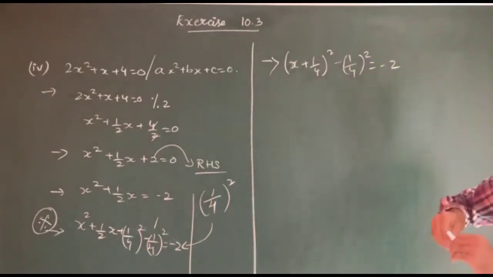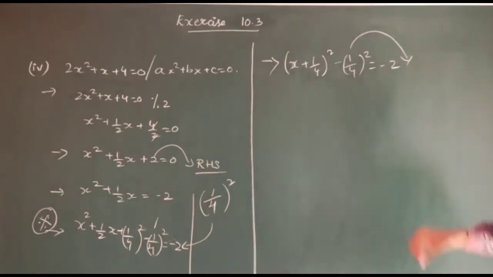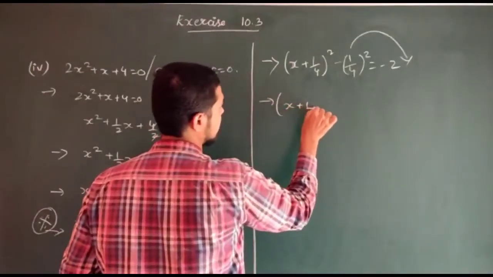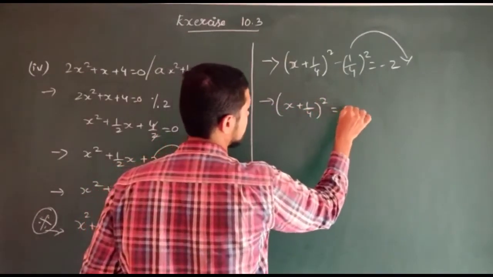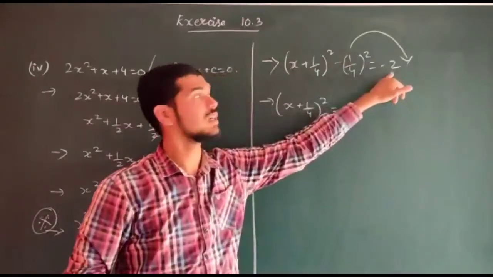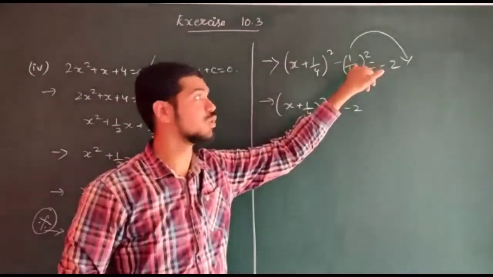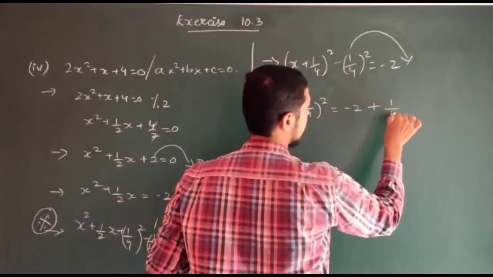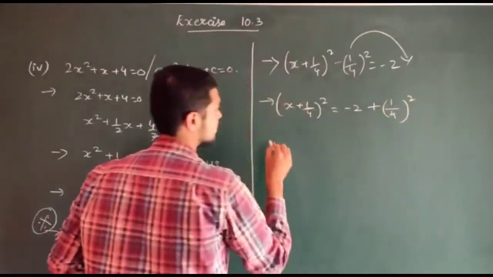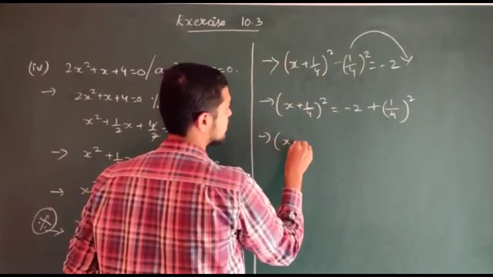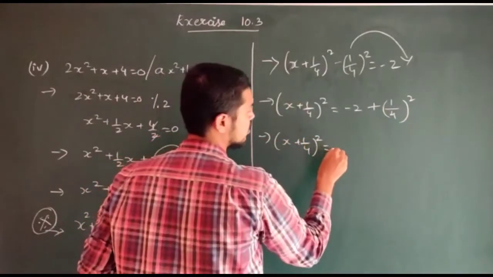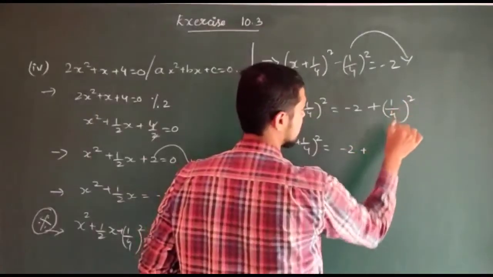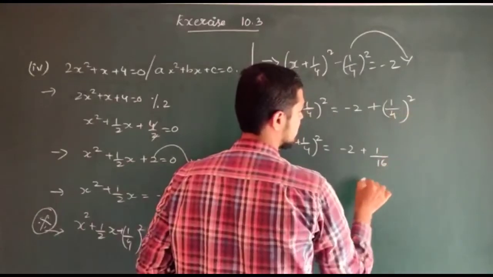Now after this it is very simple. Just shift this term towards the right hand side and you will arrive at your solution. So this is x plus 1 by 4 whole square is equal to minus 2. If I shift this minus 1 by 4 whole square towards the right hand side, this will become plus 1 by 4 whole square. Now x plus 1 by 4 whole square is equal to minus 2 plus 1 square is 1, 4 square is 16.